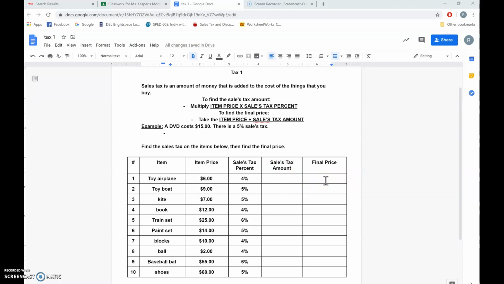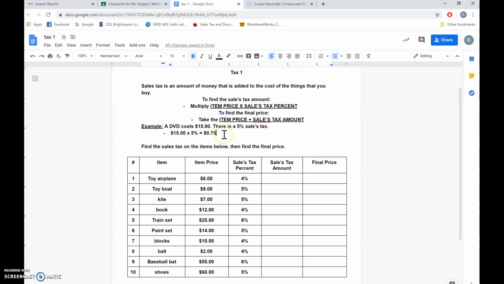So we'll go over an example here. For example, a DVD costs $15. There is a 5% sales tax. So what we're going to do is take $15 and multiply by 5%. So now I'm going to type that into my calculator. So 15 times 5%, and I get 75 cents.